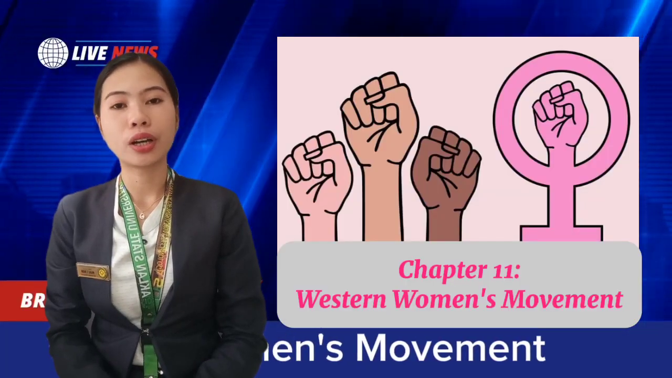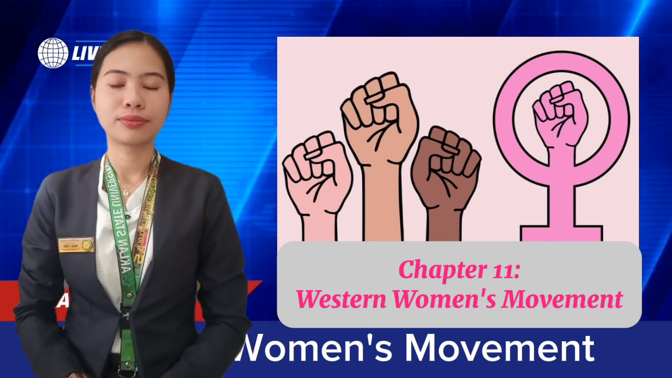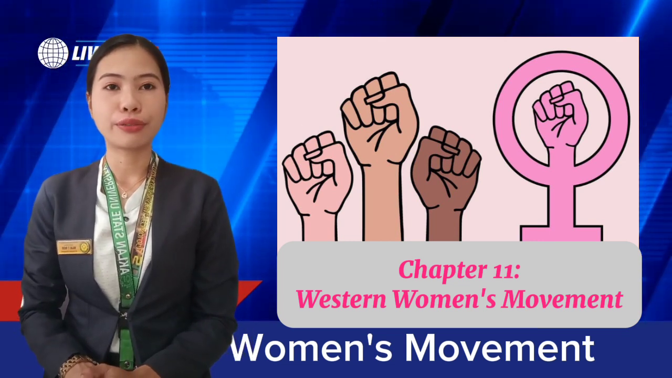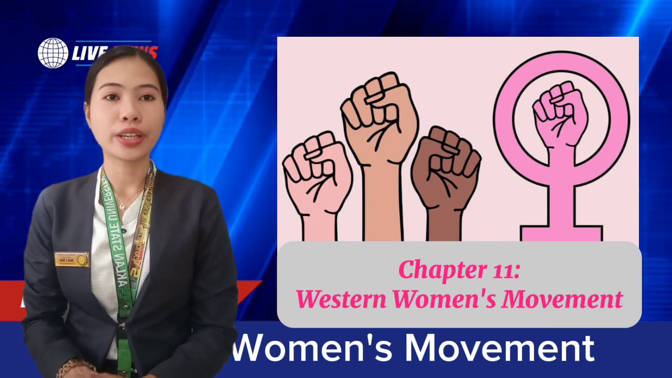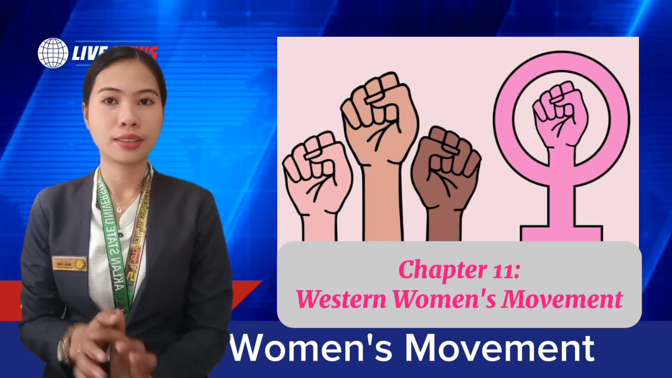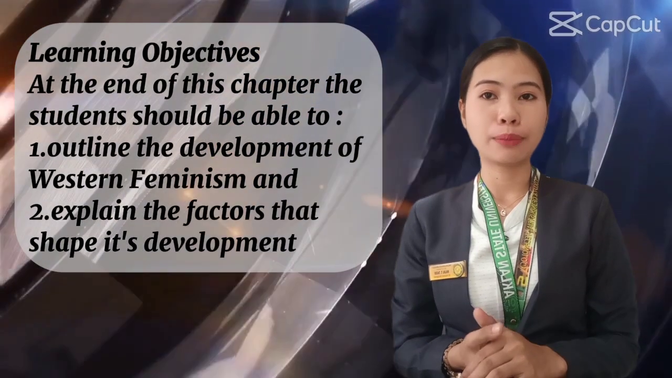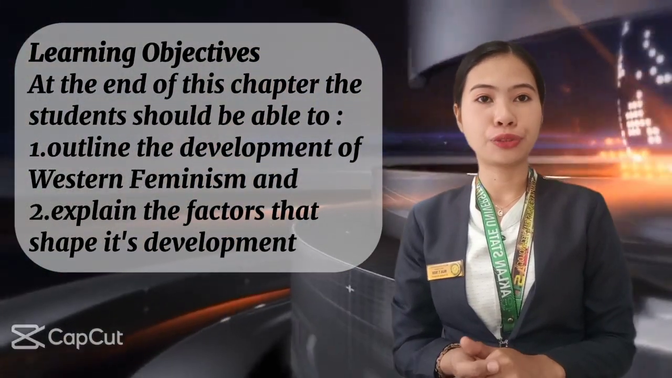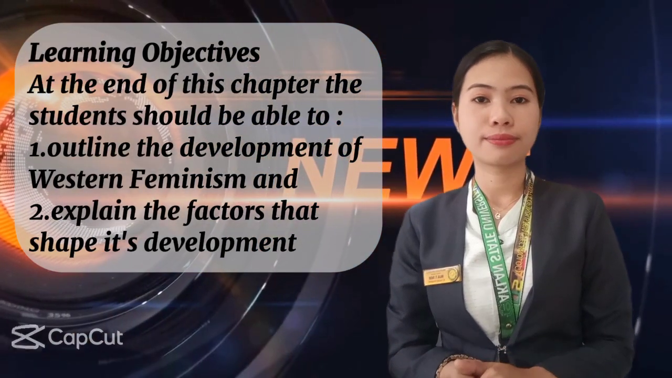So in this chapter, we are going to discuss Chapter 11, the Western Women's Movements. This chapter focuses on the development of Western feminism and its factors, with students learning to identify influential feminists and understand their significance in the movement. So here are the objectives. At the end of this chapter, the student should be able to outline the development of Western feminism and explain the factors that shape its development.